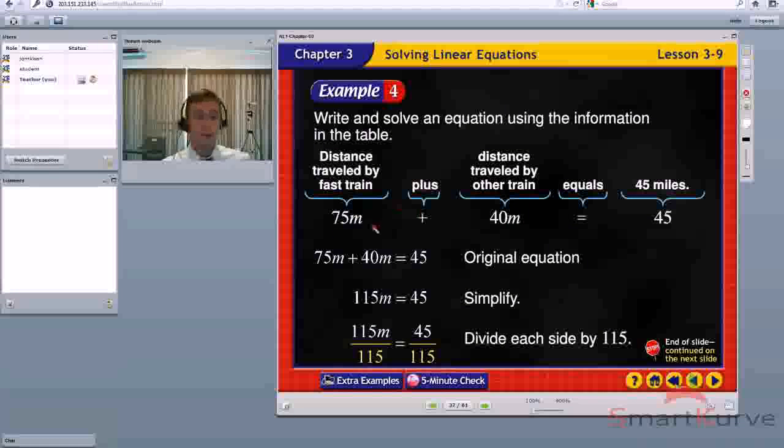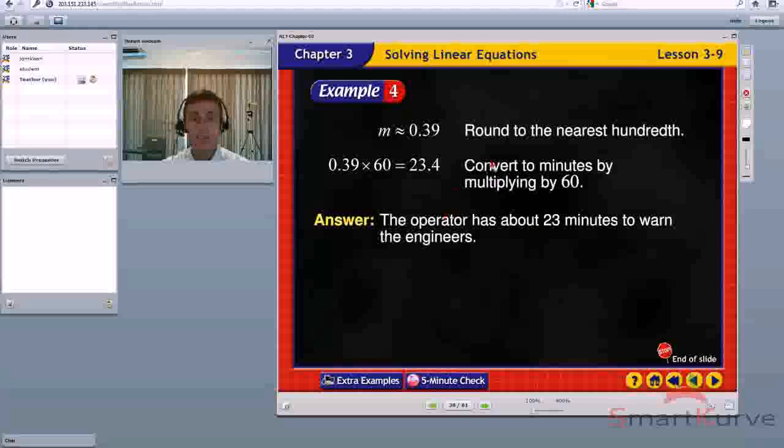Distance traveled by the fast train, 75m, plus 40m equals 45. That's the number of miles that we're looking at. 45 miles. 75m plus 40m equals 45. 115m equals 45. Divide each side by 115, 0.39. Now that's hours. You need to multiply it by 60 to get it to minutes.